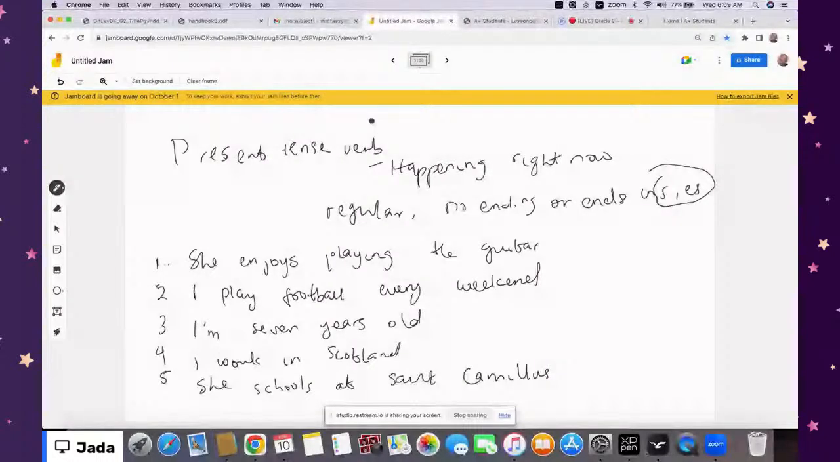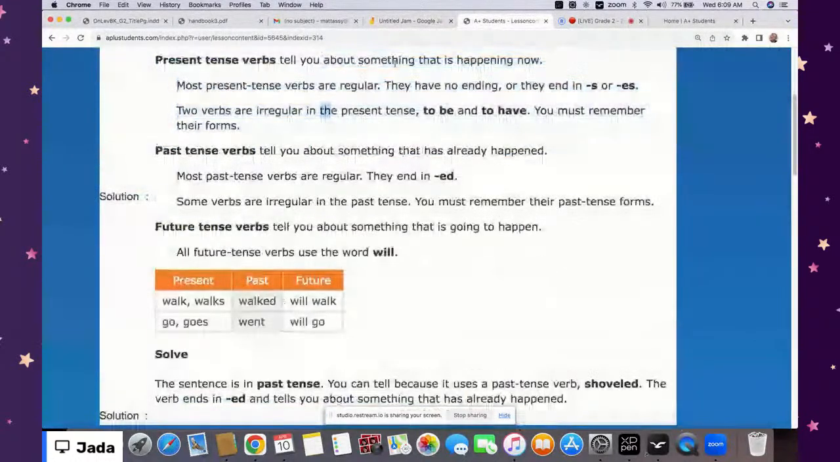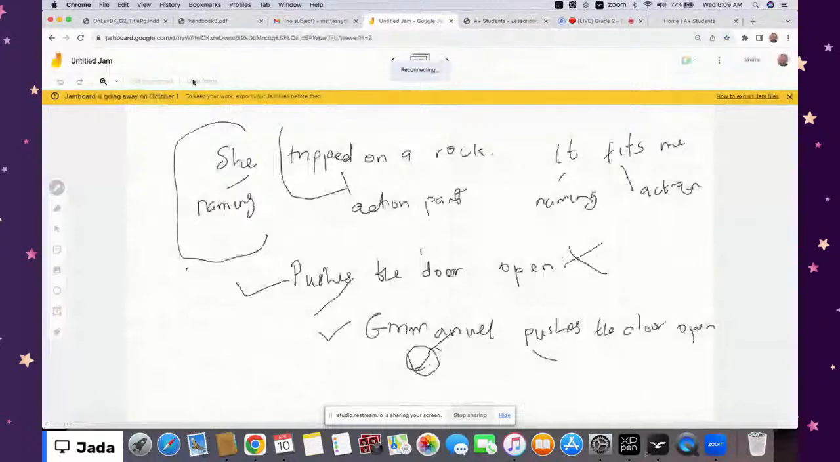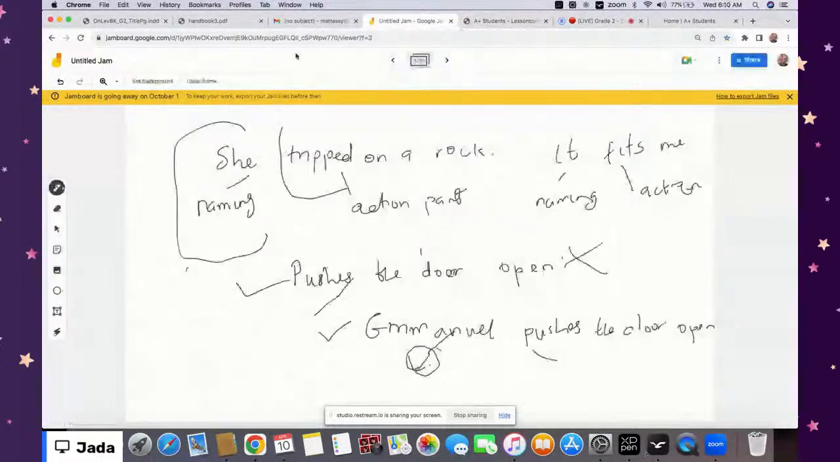Okay? So these are present tense verb sentences. All right? So you need to take note of them. Present tense, something happening now. Now we have the past tense. It tells you about something that has already happened. So the past tense tells us about something that happened already.